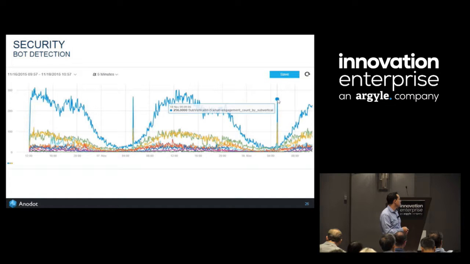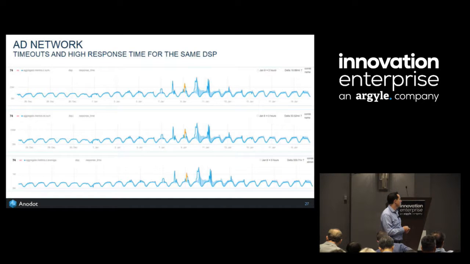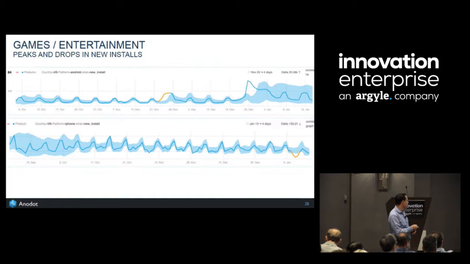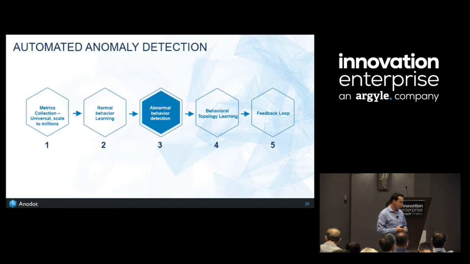Another security example is bot detection, ad network. I'm not going over all these examples. This is a peak that you see, and you can see here the seasonal behavior, and how we discover a peak in the higher response time for a specific DSP. Gaming industry, a peak in new installs, and the list goes on and on.